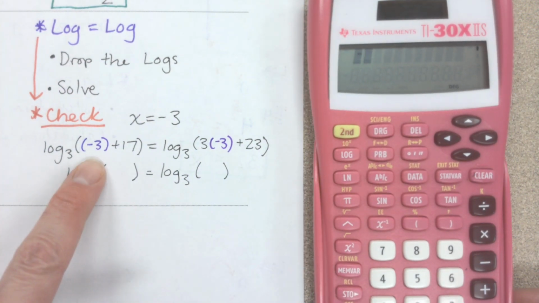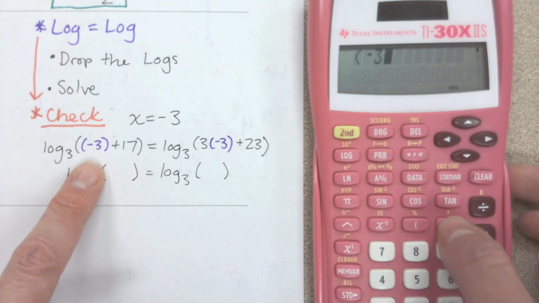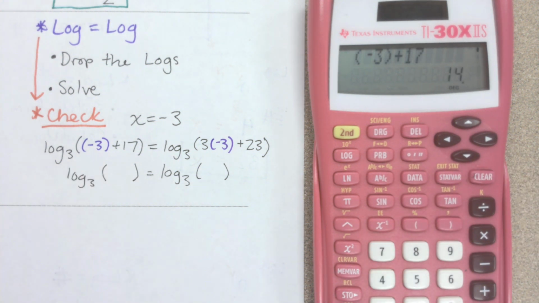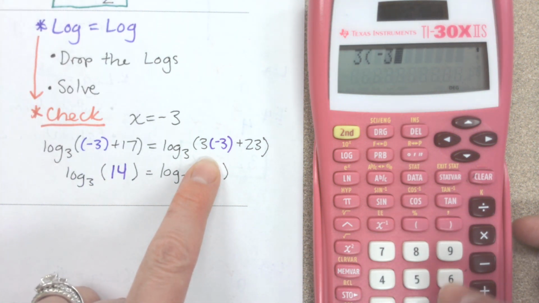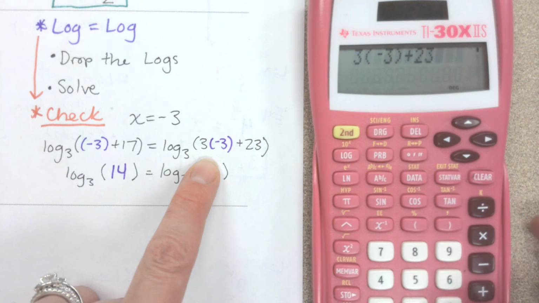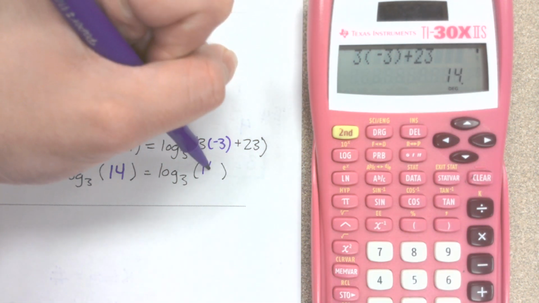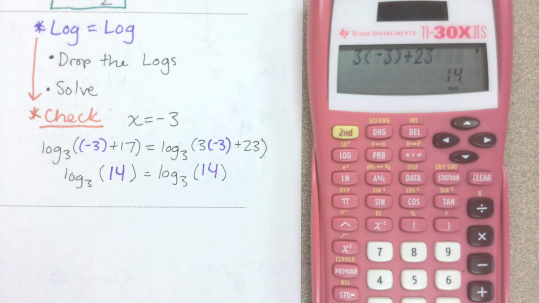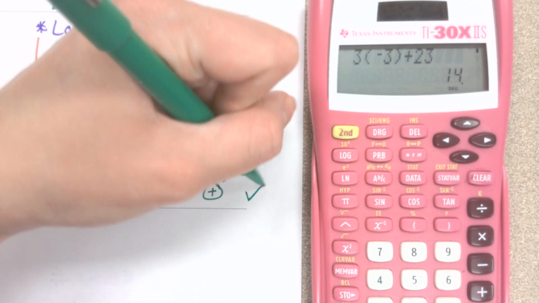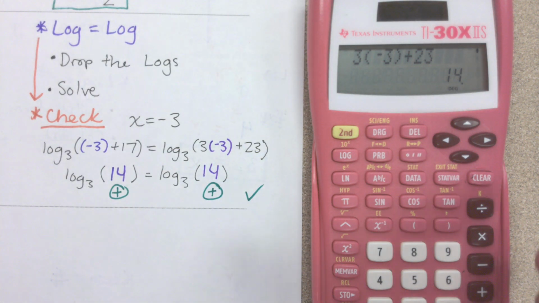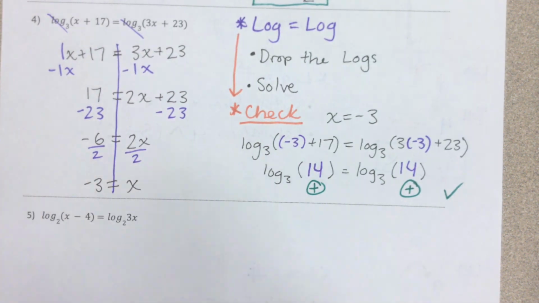Left side, we have negative 3 plus 17, we get 14. Right side, we have 3 times negative 3 plus 23. 14. This tells me a couple things. Number one, I got the same number. That means I did my math correctly. Number two, and this is what we're checking for, we got a positive number inside of those parentheses. That's what we want. That is what's going to pass the check. So our answer, x equals negative 3, is legitimate.